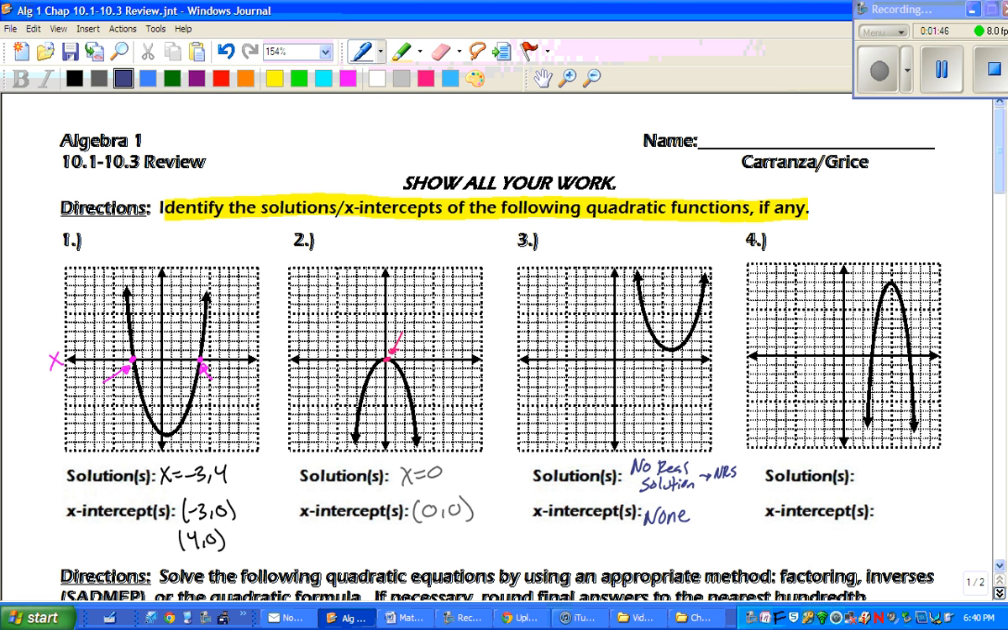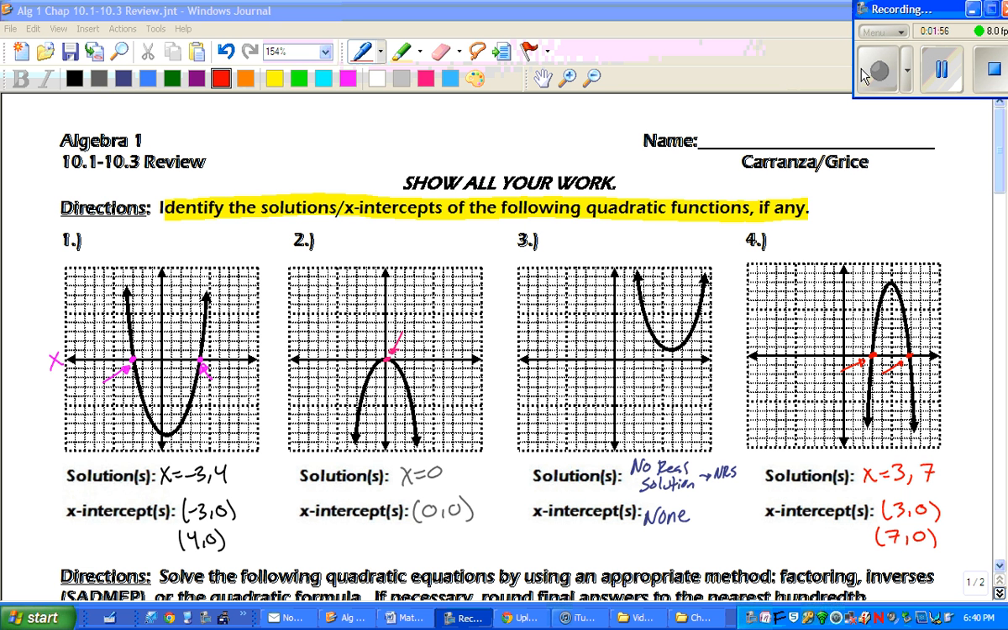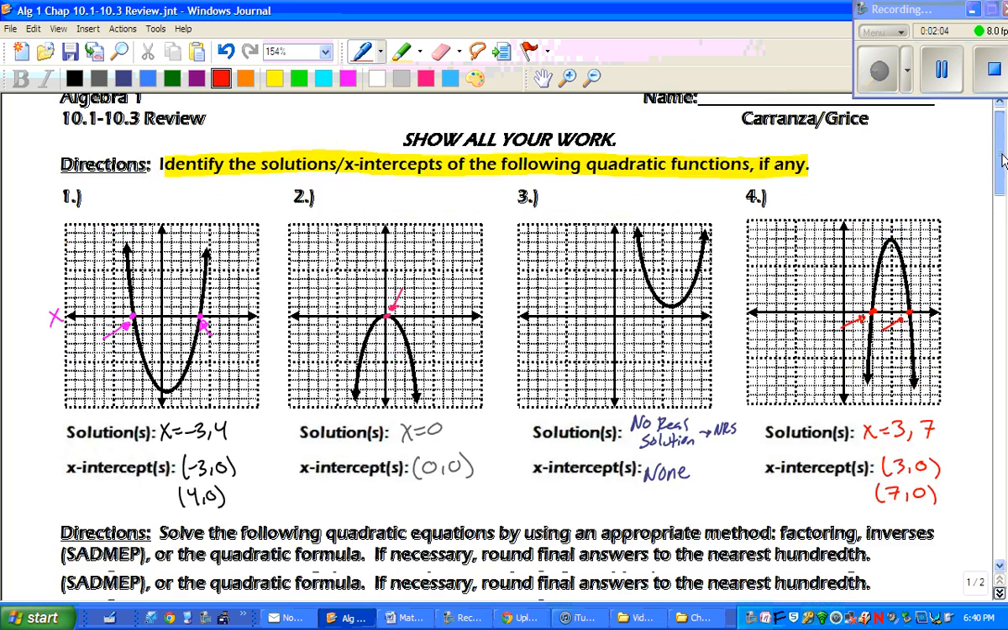So number 4 is all you. Go ahead and pause the video and see how you do. Okay, so it crosses the graph at 3 and 7. So your intercepts are (3, 0) and (7, 0).